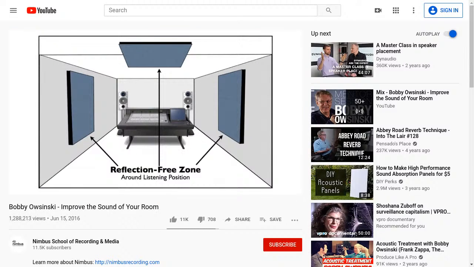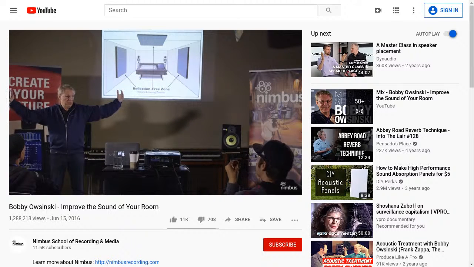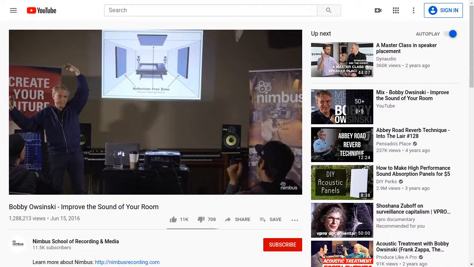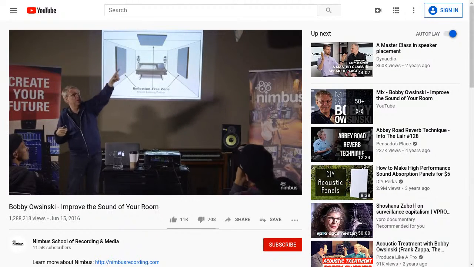The key to a good sounding room is what they call an RFZ, reflection-free zone. What this is, is acoustic panels on both sides of where you're sitting, and one over the top. Everybody forgets about the one on the top. Now take notice what we have here, just on top of you guys.